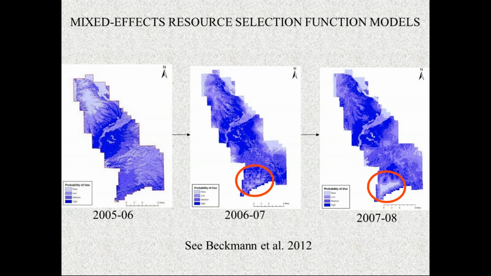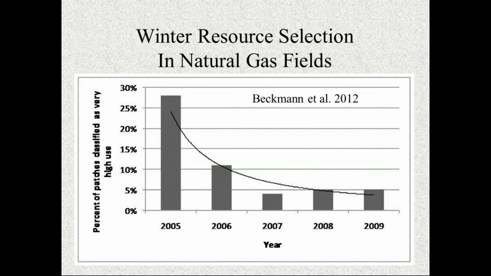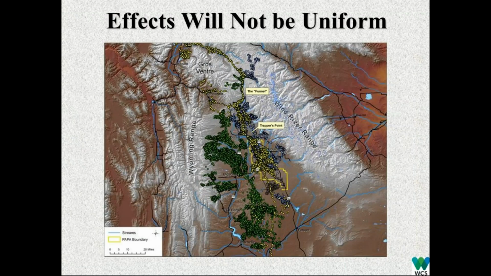And you can see this in the Jonah field, and if we extend this out, our models for multiple years, you'll start to see it in the spine of the Pinedale Anticline as well, where the development is heaviest in the DAs. In fact, what we saw is the percent of patches identified as very high use dropped by over 5-fold during a 5-year period from '05 to '09. And so we're starting to see a behavioral response in pronghorn that has yet to translate into a demographic response.